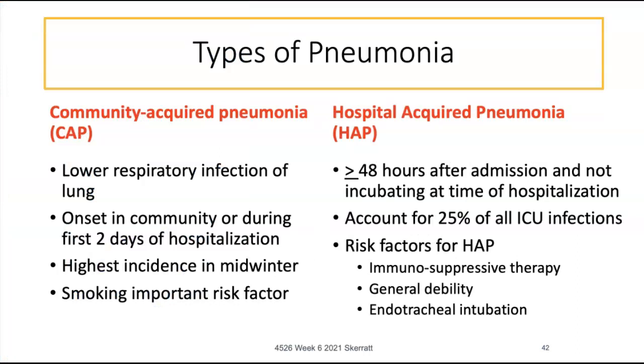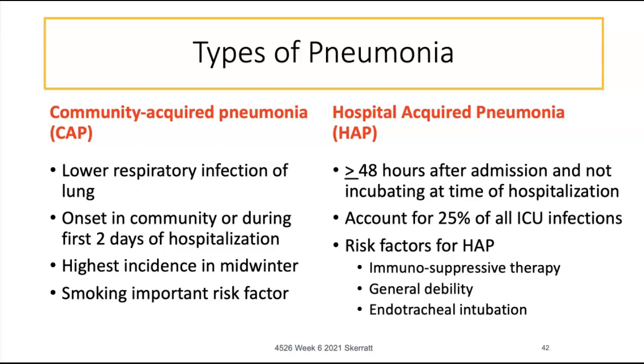Community-acquired pneumonia is the most common and usually occurs from influenza. It's a lower respiratory infection. Onset in the community or during the first 2 days of hospitalization is when it typically shows up. Highest incidence in midwinter. Smoking is an important risk factor.